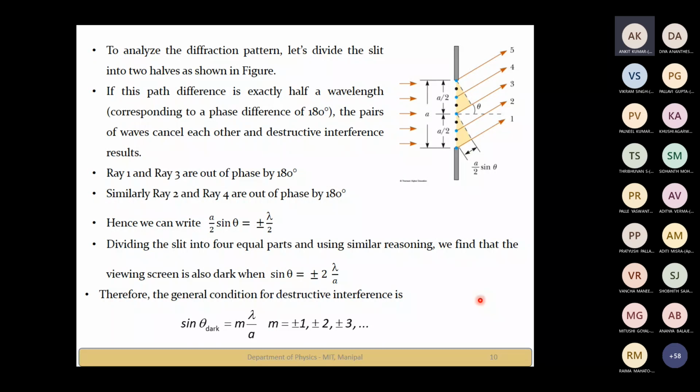Like in case of interference, you have d sin theta is equal to m lambda. Don't get confused here. A represents here the width of the slit. In case of interference, you have d sin theta is equal to m lambda for the bright fringe. There d is the separation between the two slits. So for the condition for destructive interference in diffraction, we have sin theta is equal to m lambda by a.